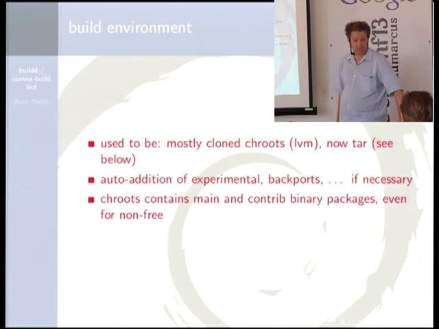So where do we build? We used to do that mostly in chroots cloned via LVM. Now we use tar. We do auto-addition of experimental, backports, whatever sources lines, if necessary, by a script, which helps us quite a lot. And the chroot always contains the main and contrib binary packages, but doesn't contain the non-free binary packages, independent of if we build for main, contrib, or non-free. That's a very important thing to know, because we got a lot of complaints about why does this non-free dependency not work, because we don't have non-free binary dependencies working.